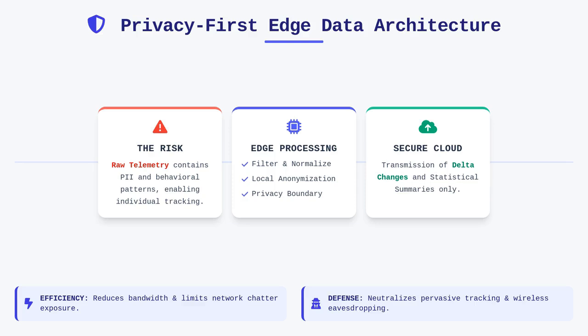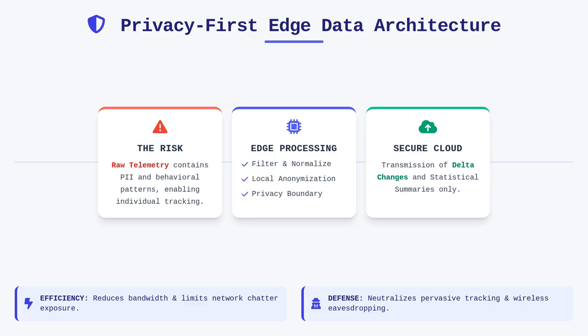Data collection within these distributed environments presents a significant privacy risk if left unmitigated, as raw sensor telemetry often contains personally identifiable indicators or behavioral patterns that can be traced back to a specific individual. A more effective architectural approach is to move the processing logic to the edge, where we can filter, aggregate, and normalize data before it ever touches a central repository.